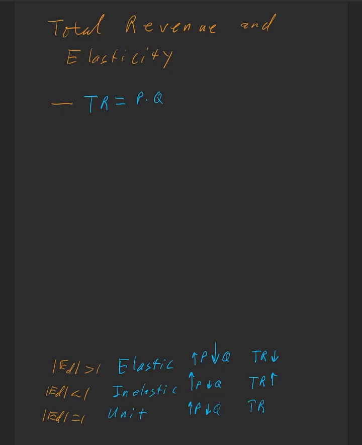Notice that doing the reverse here would also lead to the opposite, right? So in an elastic situation, a decrease in price will cause there to be so many units sold that it will actually raise total revenue.